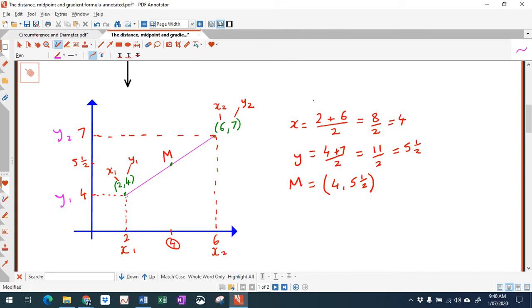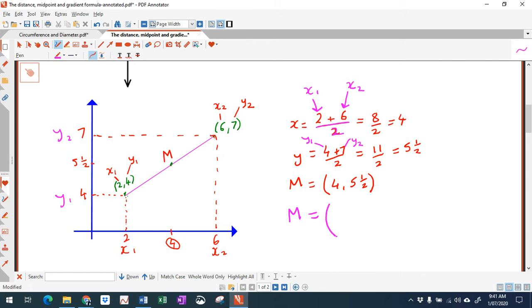So if you come over here, what have we done here? I've taken the x1 value, I've added it to the x2 value, and then I've divided all of that by 2. Okay, and what about the y numbers? Well, the 4, that's y1, and the 7 is y2. So what have I done to get the y value for the midpoint? I've taken the y1 value, added it to the y2 value, and divided by 2. So that gives me a formula now for midpoint.